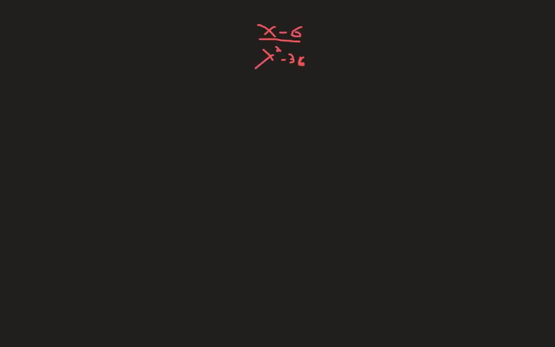So the next thing you'd want to do is factor out this equation right here. Once you factor it out, you should get x minus 6 over x minus 6 times x plus 6, and the reason you want to factor it out is just so you can get rid of these two x minus 6 values and be left with 1 over x plus 6.